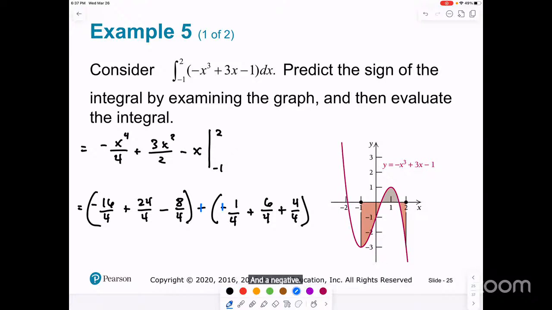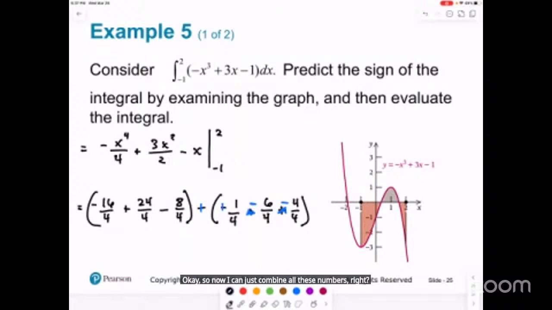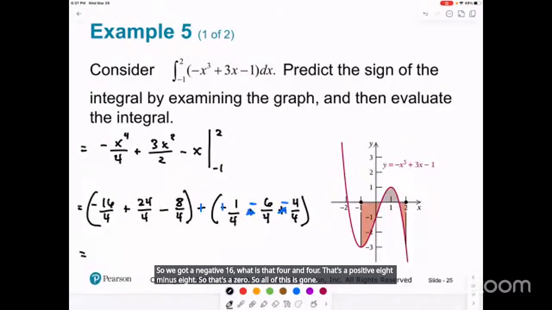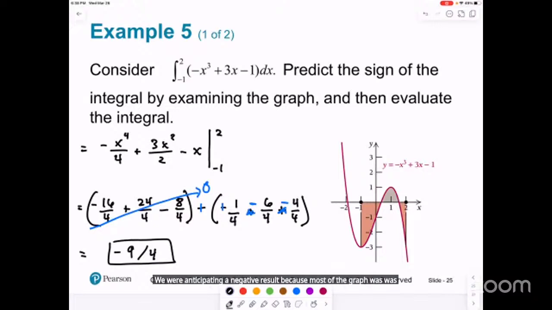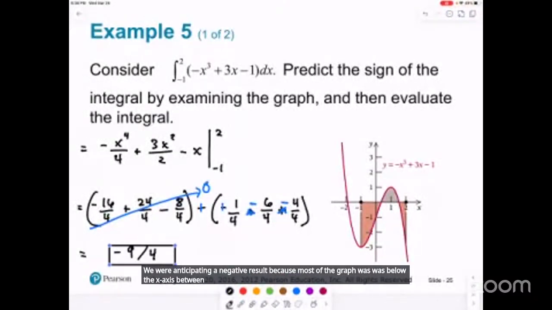All right. Okay. So now I can just combine all these numbers, all right? So we got a -16. What is that? 4 and 4. That's a positive 8 minus 8. So that's a 0. So all of this is gone. Does that all go to 0? And then -10 plus 1 is a -9. So it looks like I'm getting a result of -9 over 4, which is what we anticipated. Right? We were anticipating a negative result because most of the graph was below the x-axis between -1 and 2.